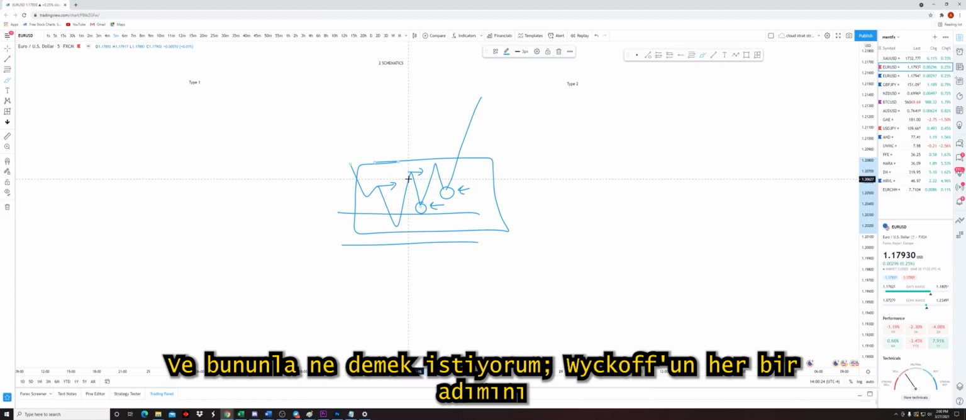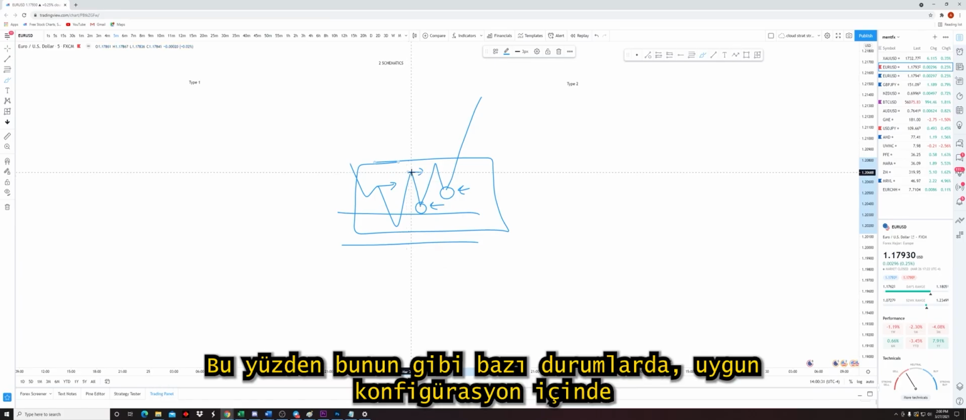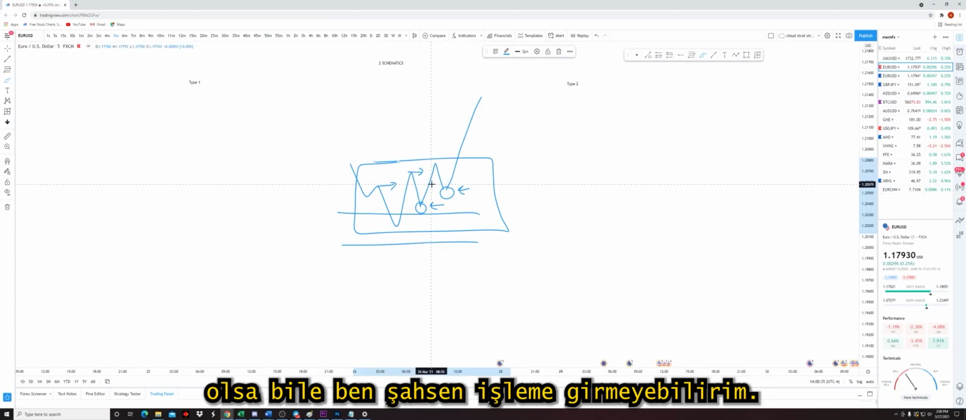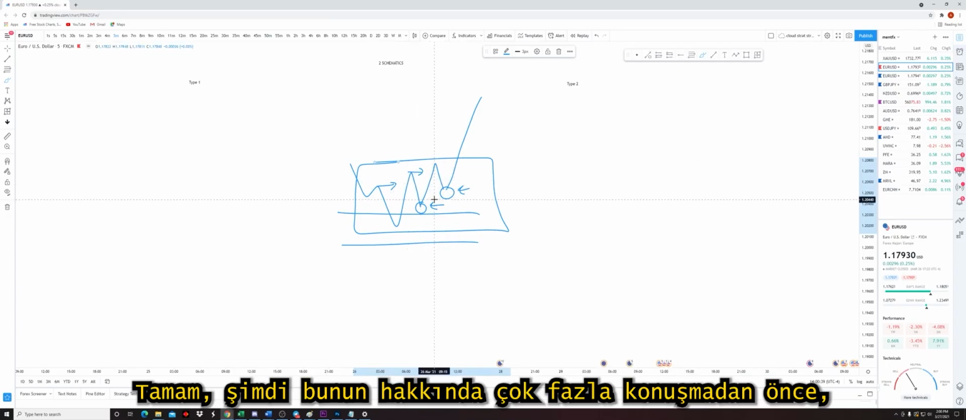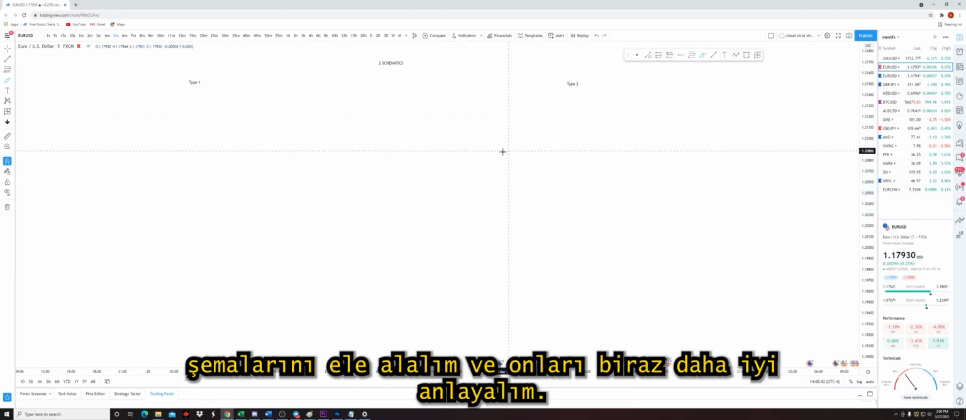Now, in this specific case, there's not perfect Wyckoff. And what I mean by that is it didn't undergo every single step or phase of Wyckoff the way I like to see it undergo, right? Which is why in some cases like this, I might myself not get involved on the trade, even though it might be within proper configuration. Okay, so before we actually talk about this too much, let's actually deal with type 1 and type 2 schematics and understand them a little bit better.